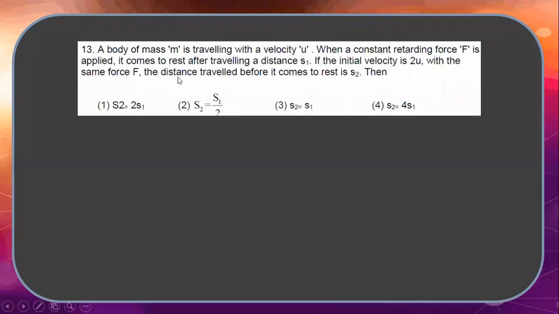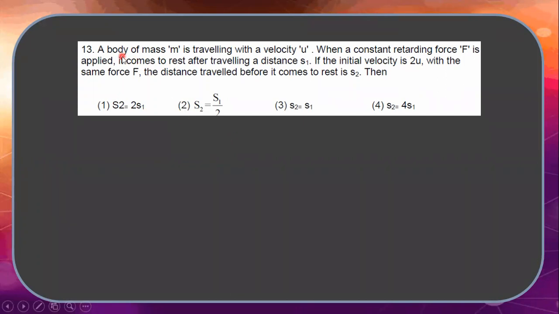Next problem. A body of mass m is traveling with velocity u. When a constant retarding force F is applied, it comes to rest after traveling a distance s1. If the initial velocity is taken as 2u, with the same force F, the distance traveled before it comes to rest is s2. Then they have asked the relation between s1 and s2. What is the condition?